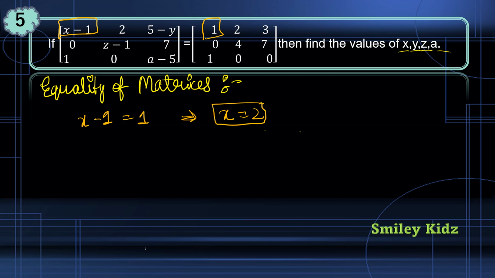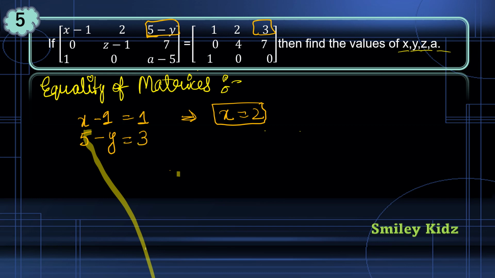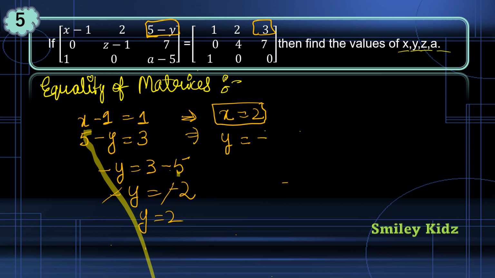Moving forward, we are given 2, which is equal to 2. Here, there's nothing to find, right? 2 and 2 are equal, right? Then we have 5 minus y, which is equal to 3. So 5 minus y equals 3. Here minus y will be equal to 3 minus 5, which is minus 2. Minus and minus get cancelled. y will be equal to 2. So here we get the value of y as 2.